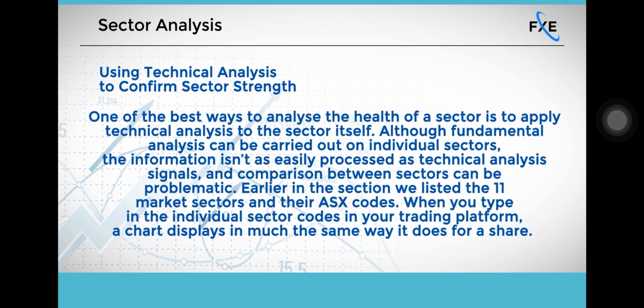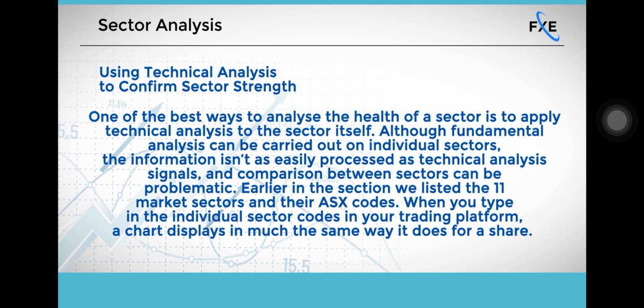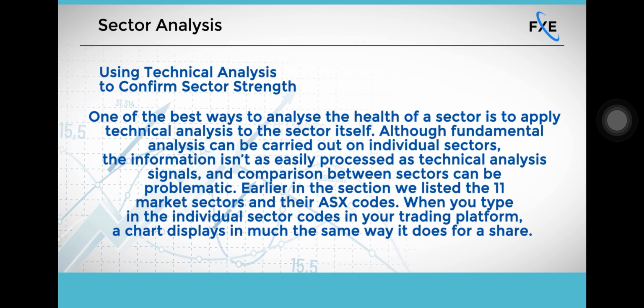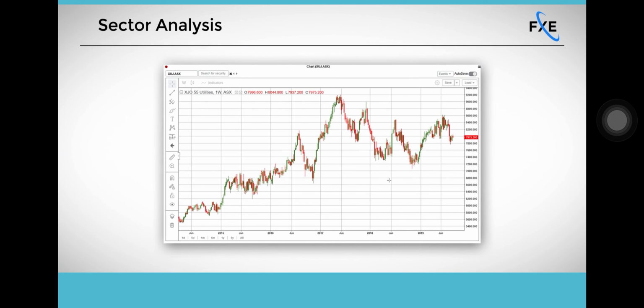Earlier in the section, we listed the 11 market sectors and their ASX codes. When you type in the individual sector codes in your trading platform, a chart displays in much the same way it does for a share. This allows an investor to carry out analysis based on technical signals to determine the strength and weakness in a sector. We can see an example on the screen, a weekly candle chart of the utility sector.